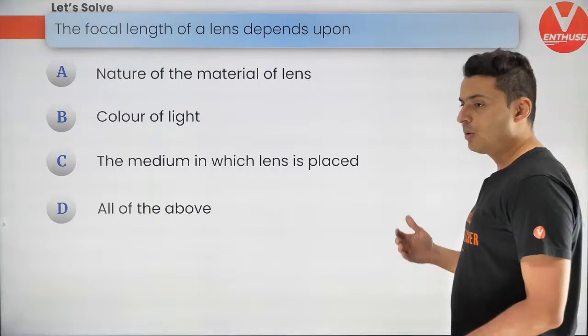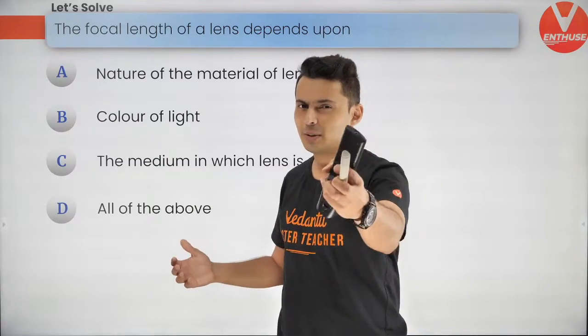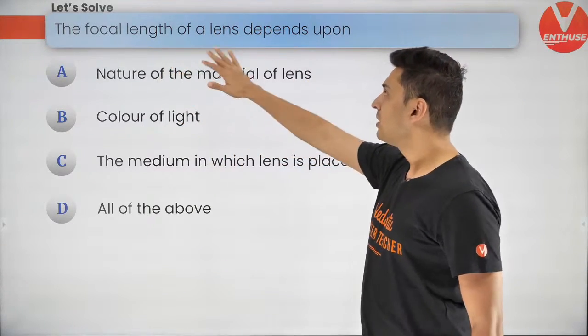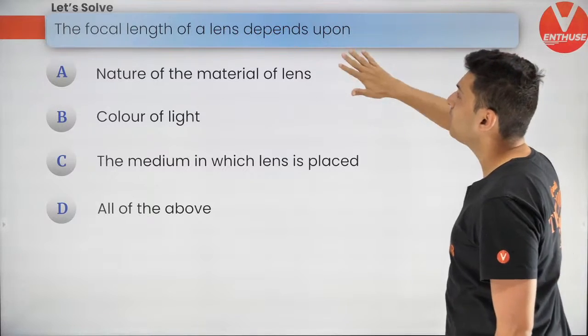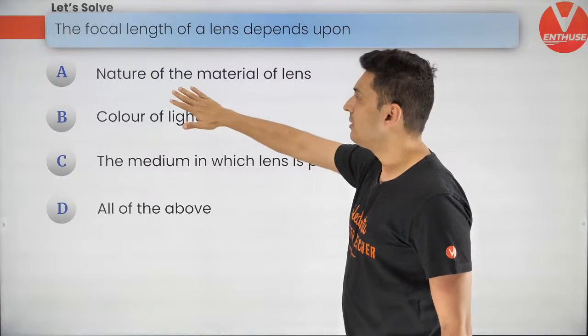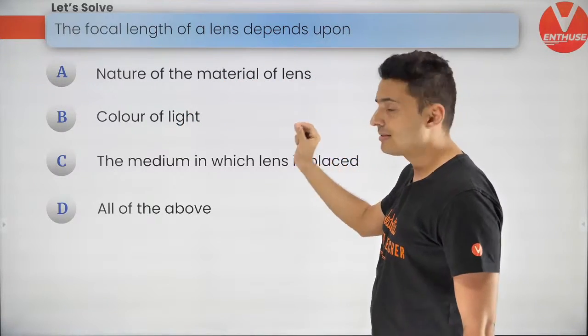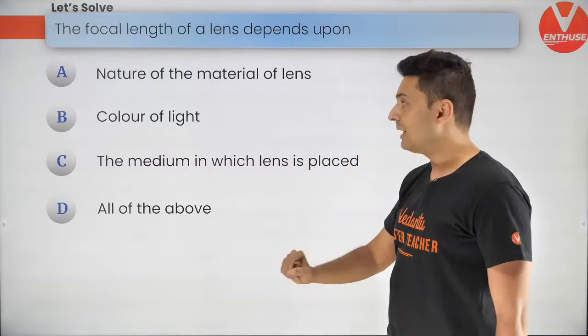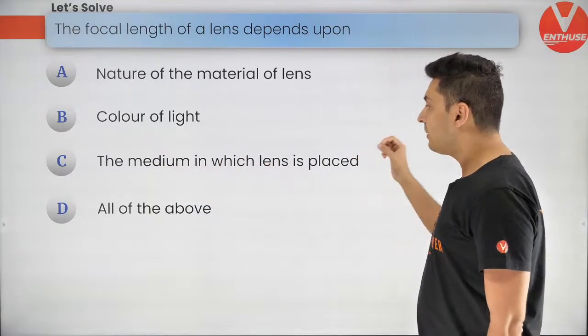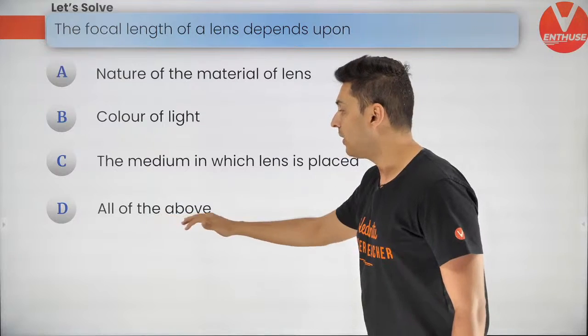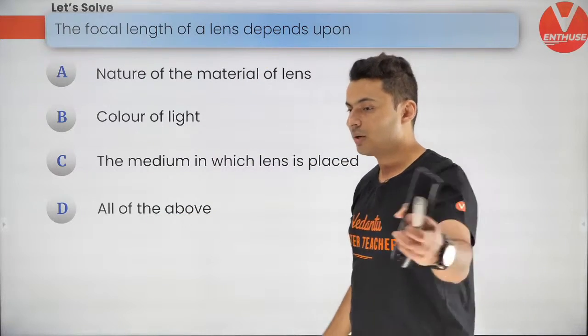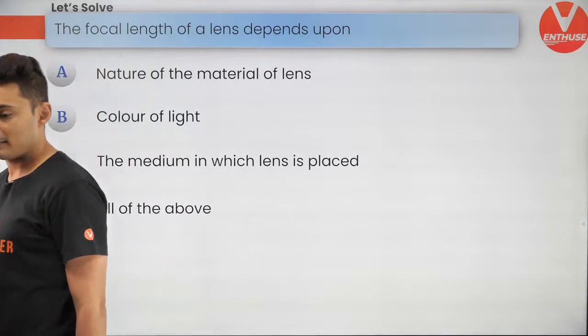So we are going to talk about convex and concave lenses in a bit, but before that, a small quiz for all of you. The focal length of a lens, what do you think, guys, it depends on? Does it depend on the nature of the material of the lens? Does it depend on the color of the light? Does it depend on the medium in which the lens is placed? Or is it all of the above? So what do you guys think?